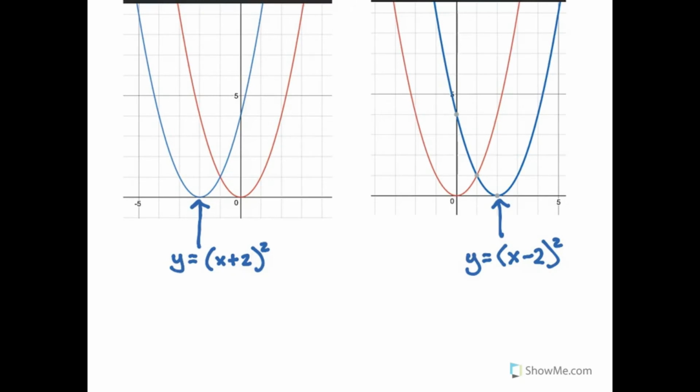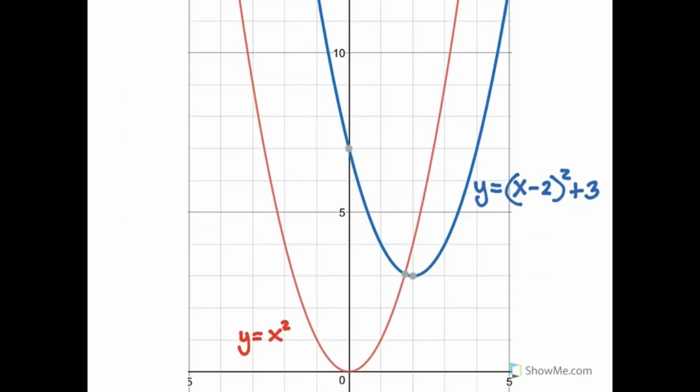If I put the constant inside the square with x, the graph is shifted left or right, again, just like the absolute value graph. And it's shifted in the opposite direction from the constant. So here I have x plus 2, but the vertex of the graph is at negative 2, 0. And here I have x minus 2, and the vertex is at positive 2, 0. So inside the square shifts left or right, and it shifts in the opposite direction of the sign of the constant.